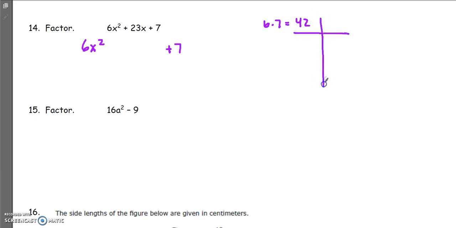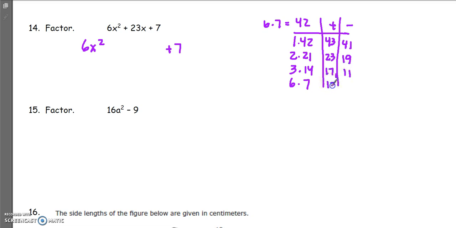So I have 42. And then I'll find the factors of 42. 3 will go 14 times. 4 won't go, 5 won't go, 6 will go, and that's it. Okay, and then I add and I subtract my factors, adding and subtracting. And I am looking for my middle term of 23. I found it right here. So I'm going to use 2 and 21 to make my 2 terms. And the signs are going to be the same because it's in the plus column.